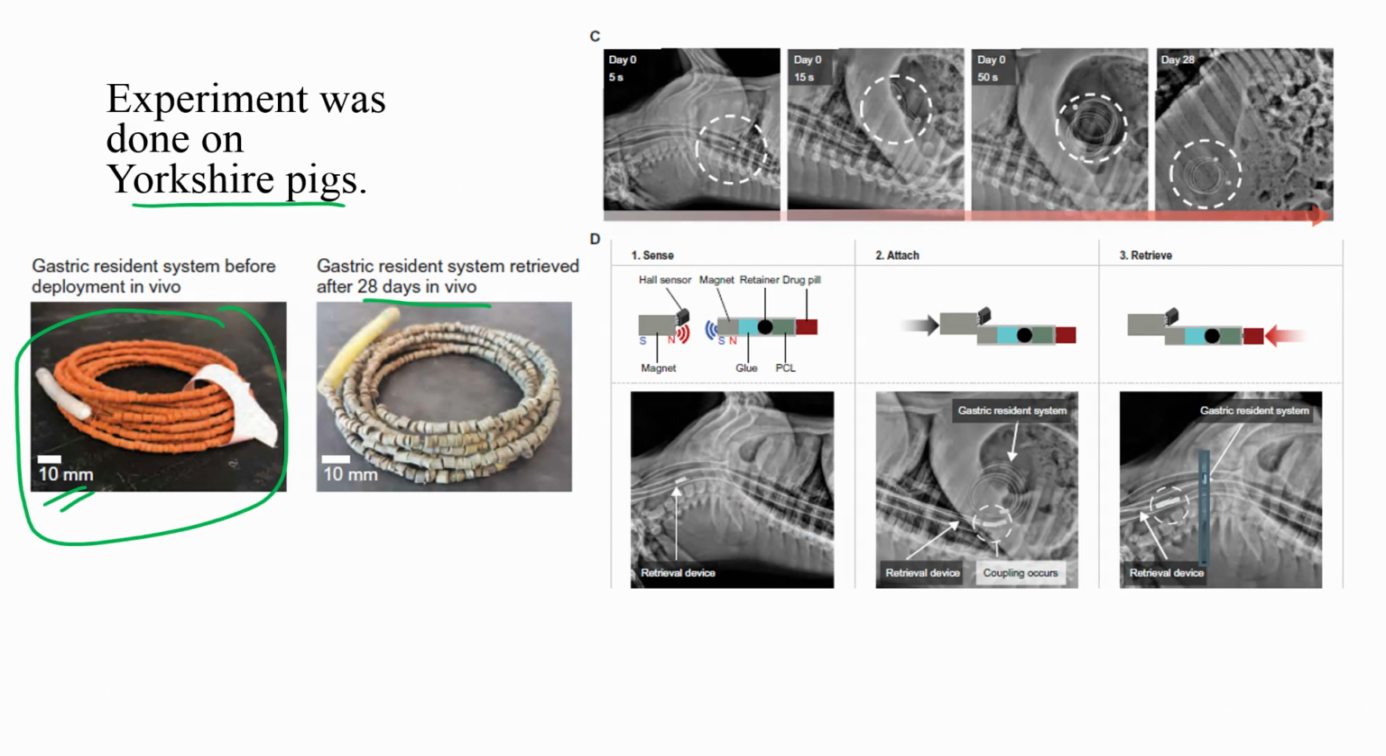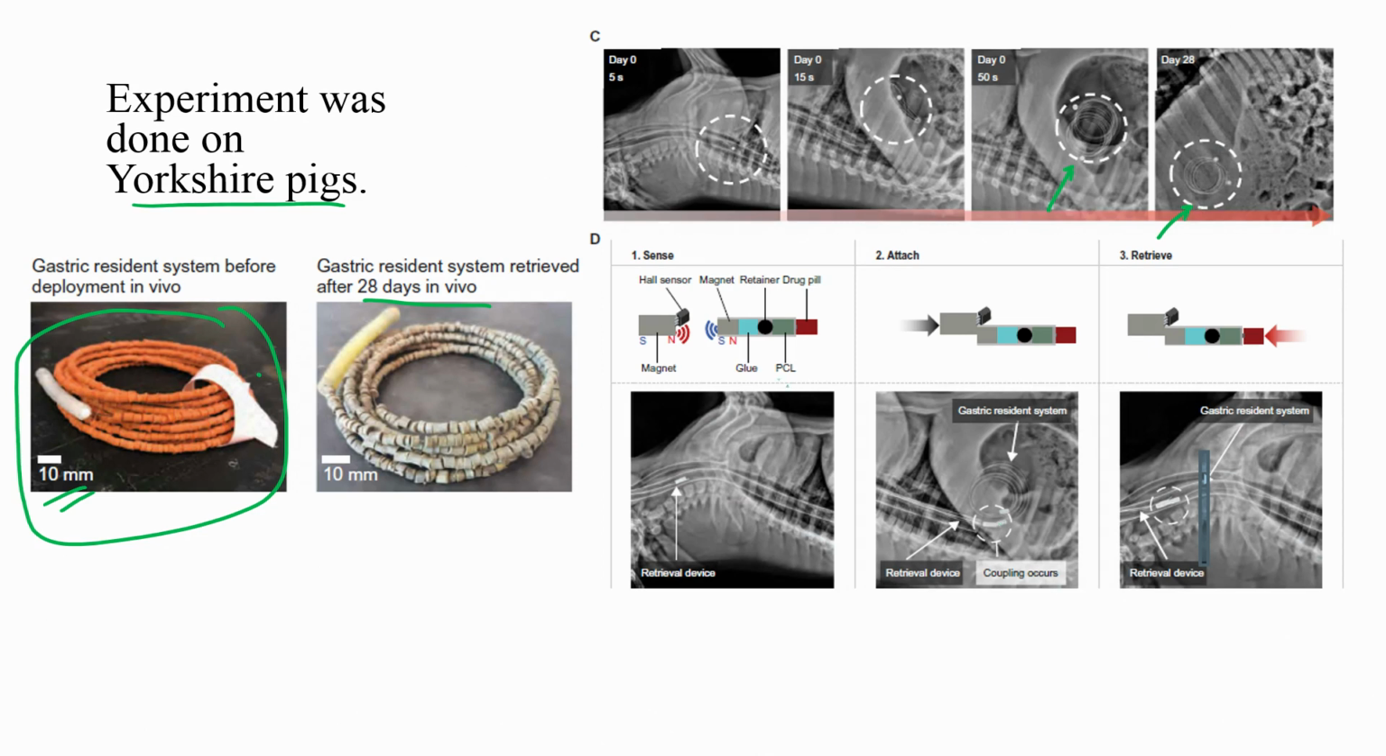And here you can see they have done imaging in the live animal. This is the device residing at day 0, at the time of the procedure, and by 50 seconds you see that the device has completely retained the shape you expect it to have. The same shape can also be seen 28 days later in these pigs.